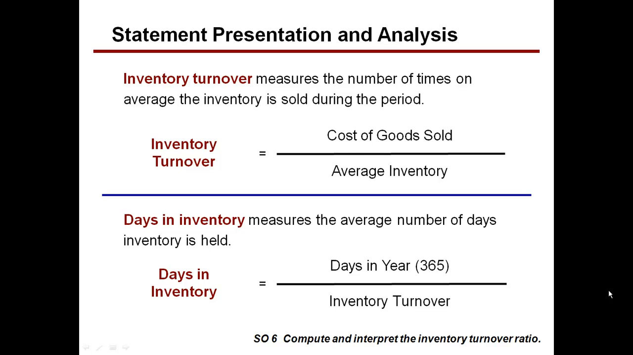The days in inventory ratio simply takes the inventory turnover as measured in the first ratio and divides it into the total number of days in a year to get the average days in inventory that's represented by a given inventory level. This measures the average number of days that inventory is held. In this case, a high days in inventory would be a riskier strategy than a lower days in inventory.